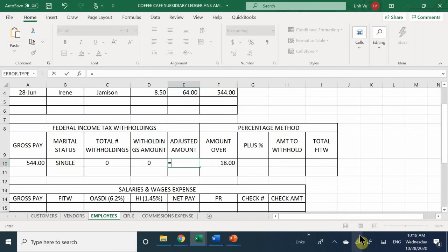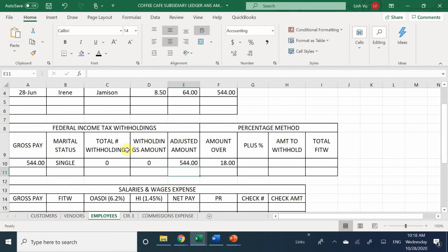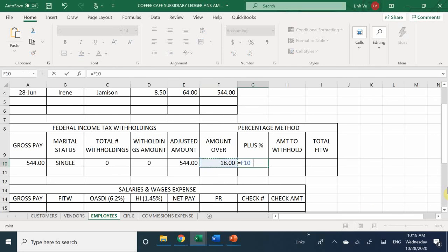Now the adjusted amount will be, again, your 544 minus your $0, right? Because that's the total number of withholdings that she did not claim. So that's 544. Then the over amount due, the government allows you to take the 526. Now what is the 12%? You said it was $2.16. $2.16. All right.